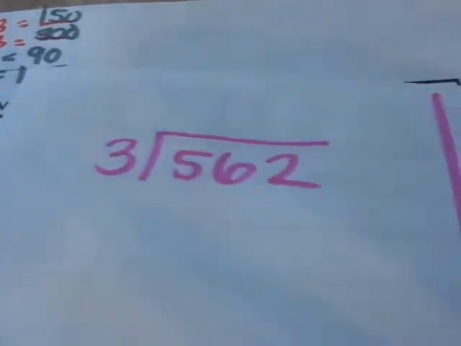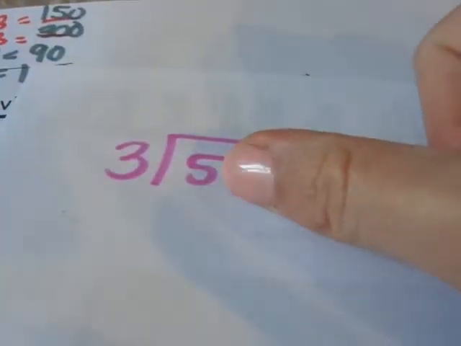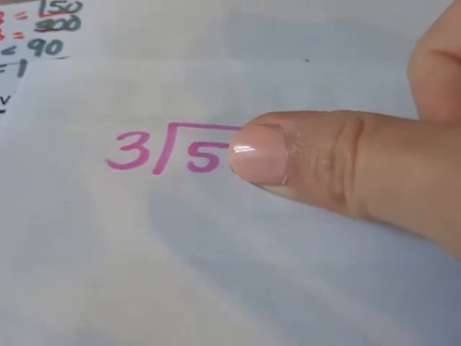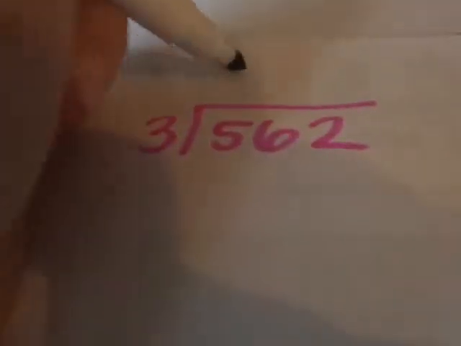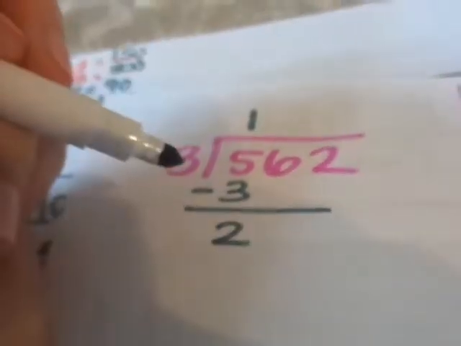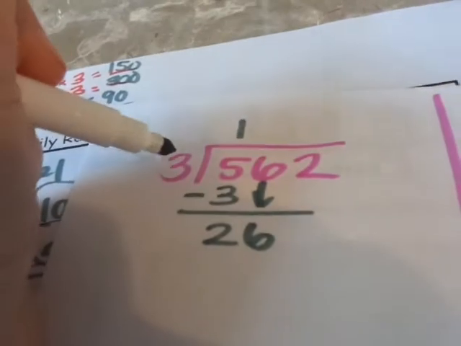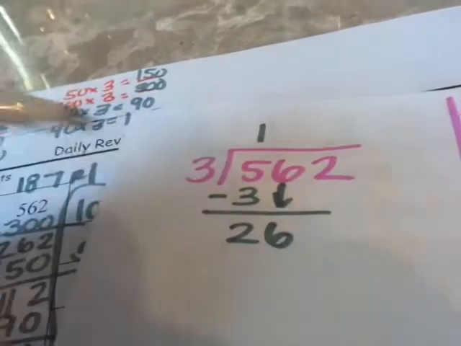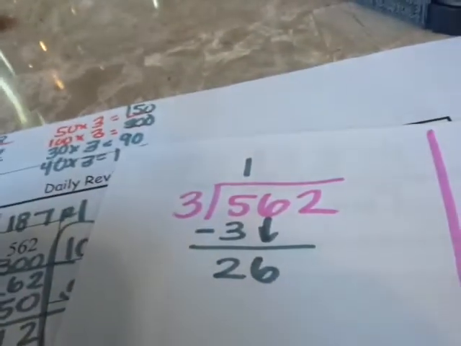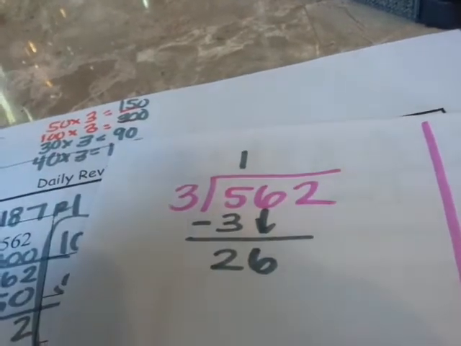Okay, if you're solving this traditionally, it's very similar. We cover up all of our place values except our hundreds place. How many times can 3 go into 5? Once. 1 times 3 is 3. Subtract that out, you get 2. 3 can't go into 2, so we have to bring down our 6. How many times can 3 go into 26? That's what we're thinking about our facts.